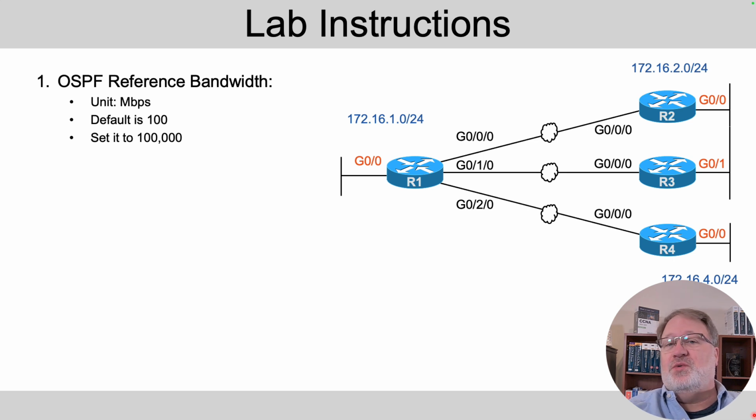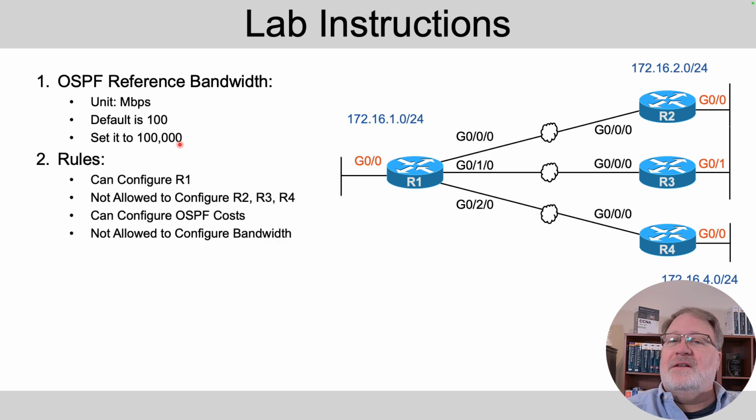So the first thing is you want to reconfigure all 4 routers to use the same reference bandwidth. The lab asks you to set it to 100,000. The default is 100. In real networks, you do this all the time. You want the reference bandwidth to be at least as big a number as your fastest link in the network. All right, that helps out with how OSPF does its default cost calculations. All right, so we'll do that.